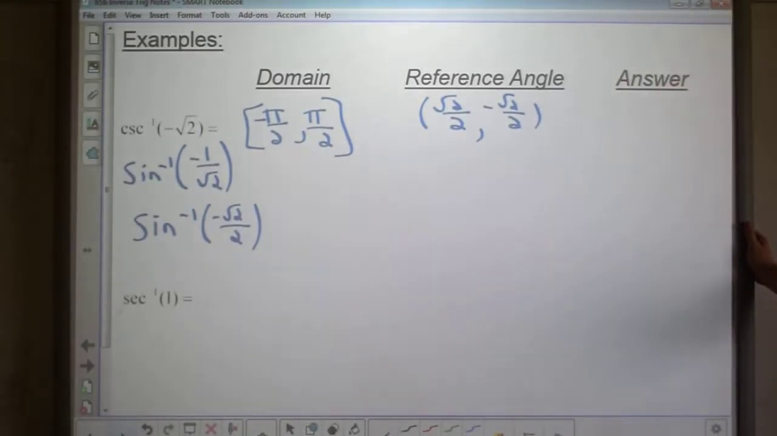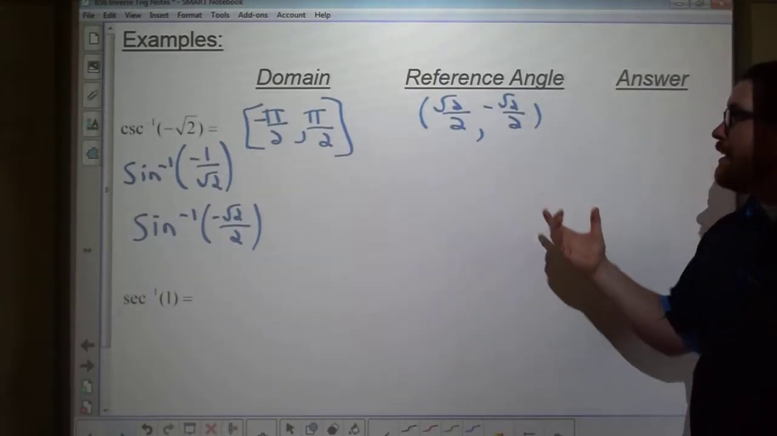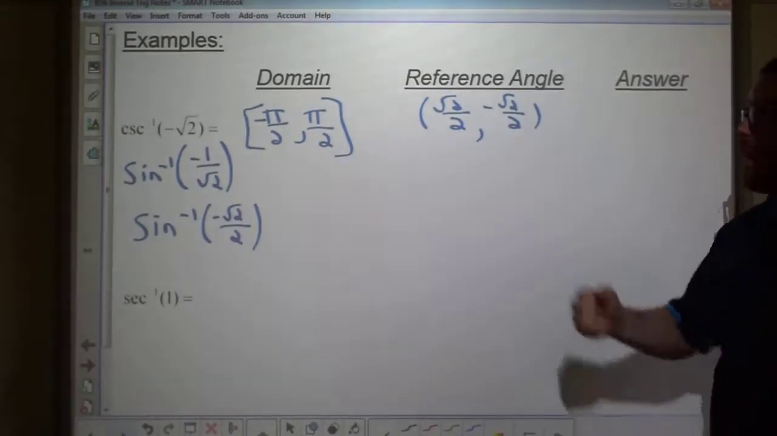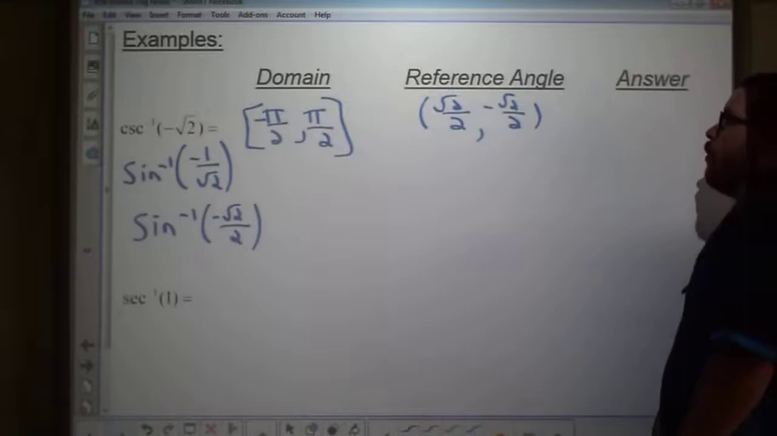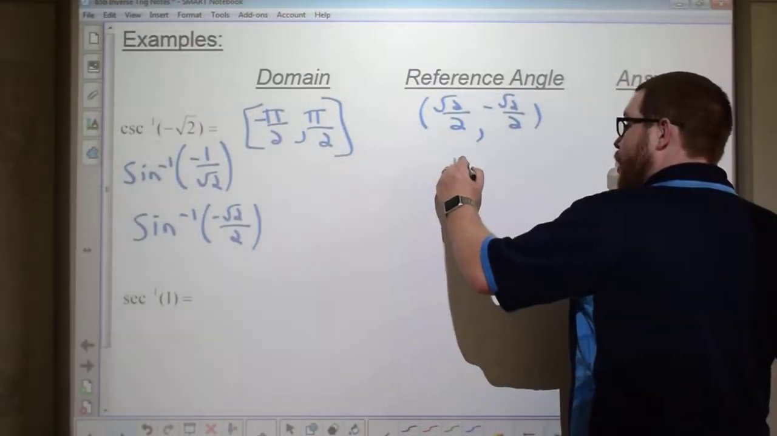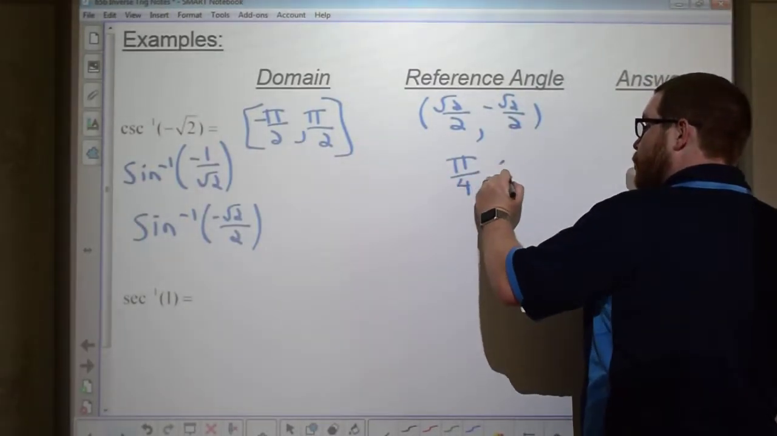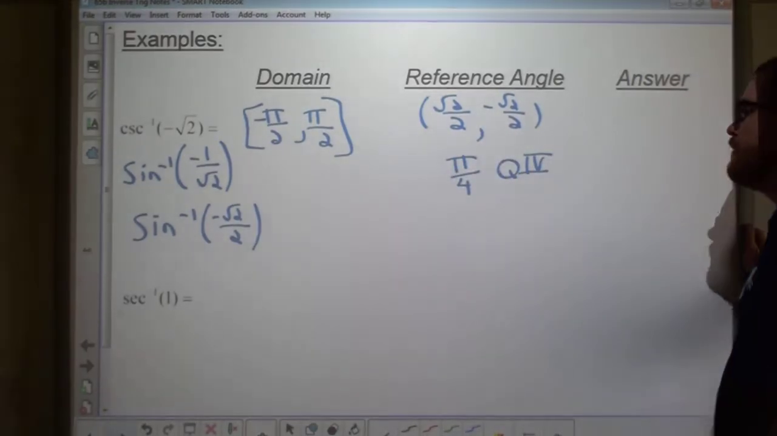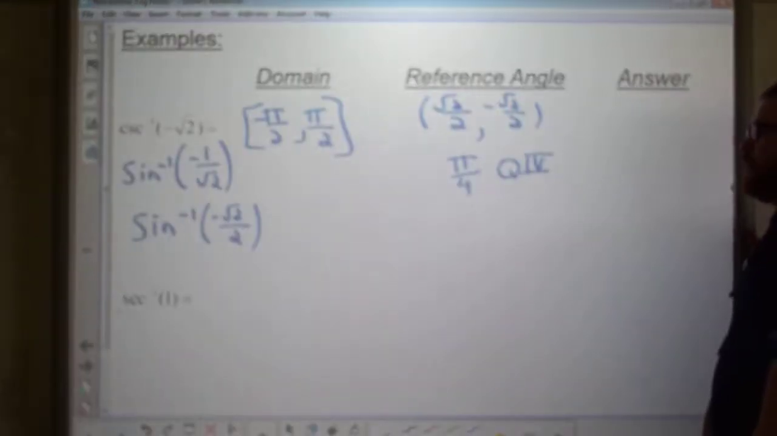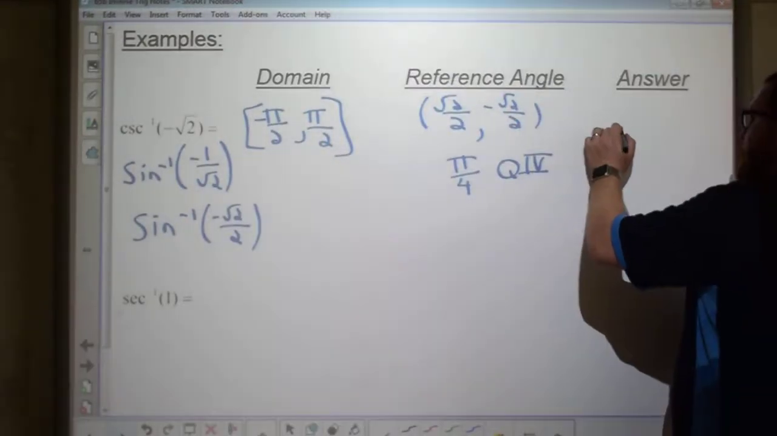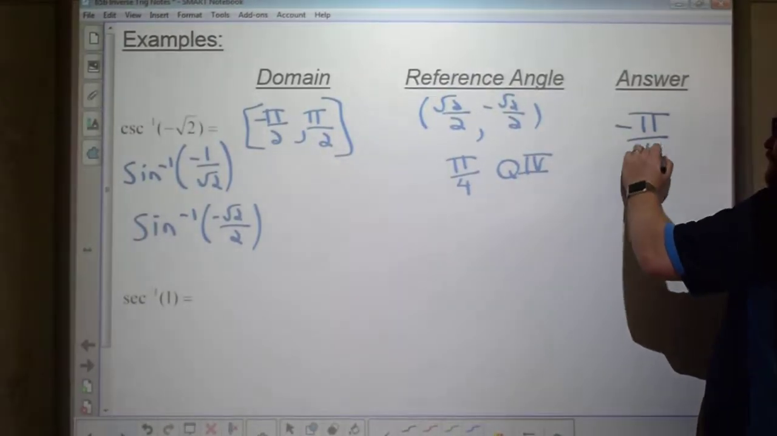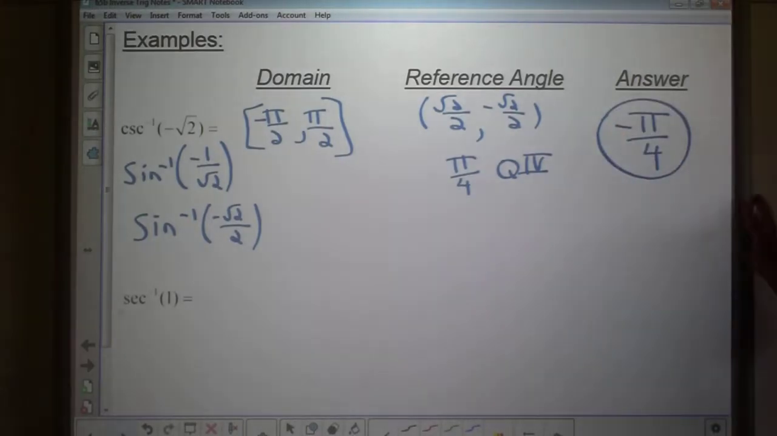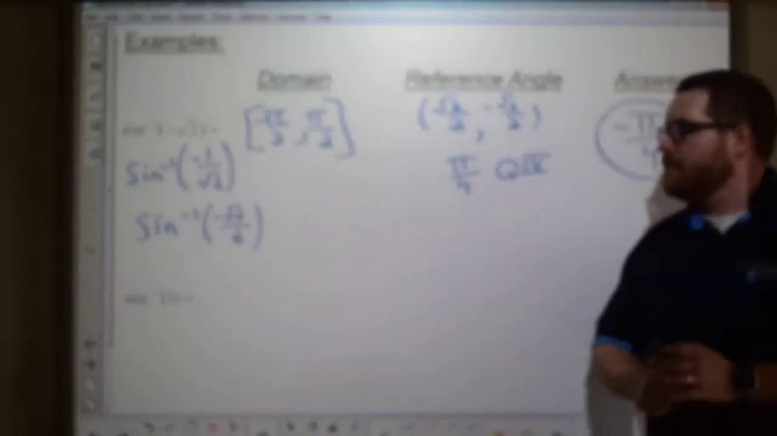So I want to know what angle makes that point. What angle makes this point? Well, it's going to be pi over 4, but it's going to be in the fourth quadrant. So pi over 4 is one that has the same things. So how do I make it in the fourth quadrant? Instead of going up, I'm going to go down. And that's my answer, which is between these two things.